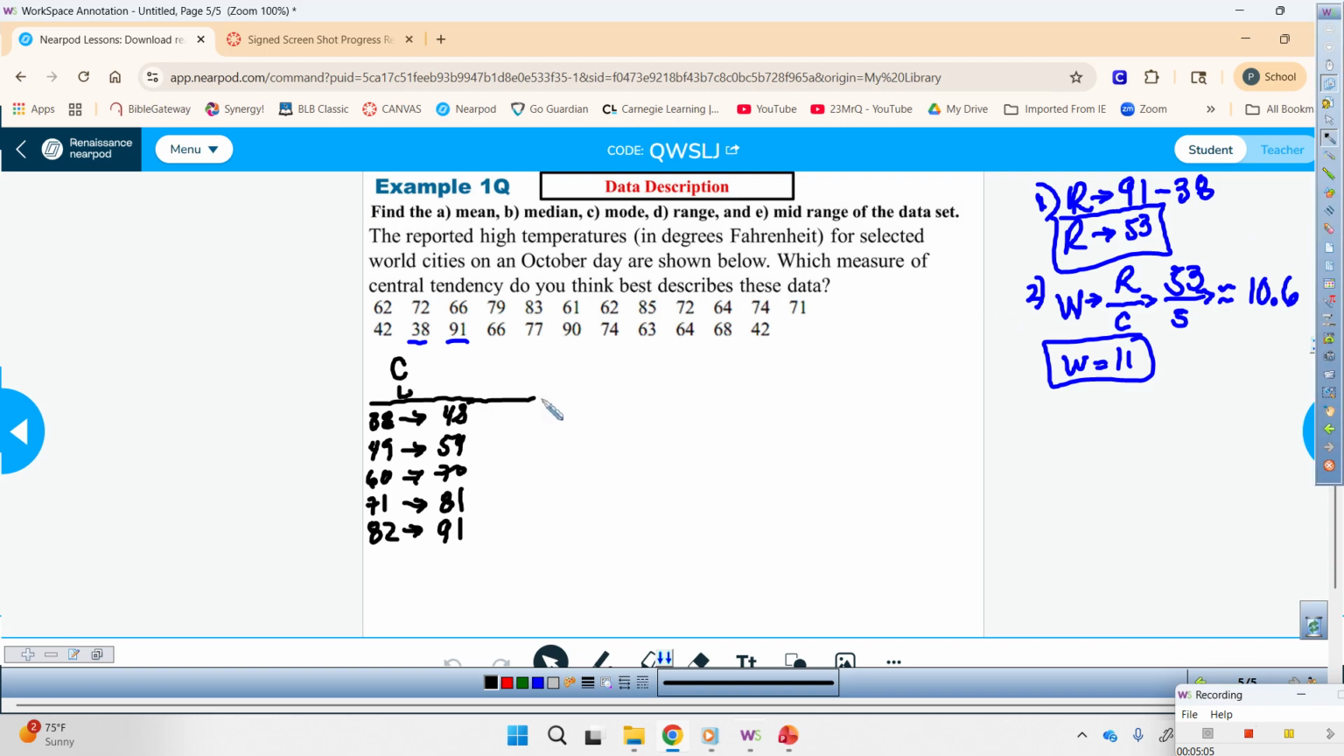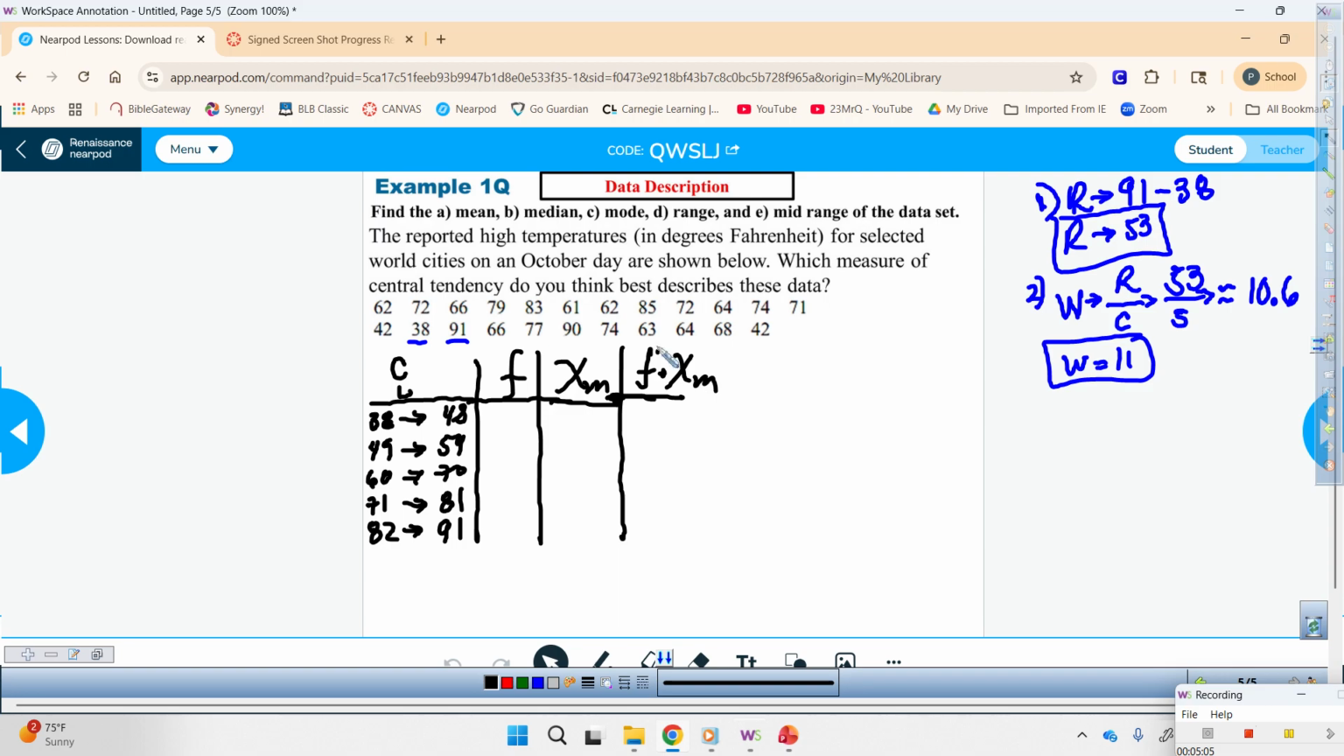Now, for the sake of time, we're not going to do boundaries for this one. We're going to do frequency. From there, we're going to do midpoint. From there, we're going to do, tell your neighbor, the last column. Thank you. Somebody's locked in. Here we go. So, frequency, 38 to 48. No, 1. 2.